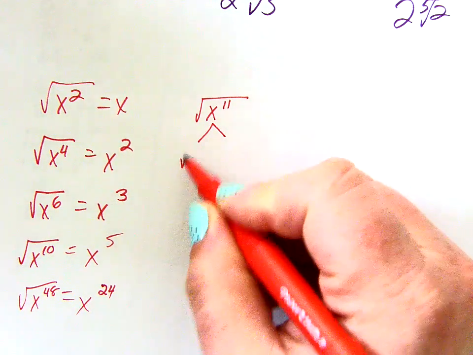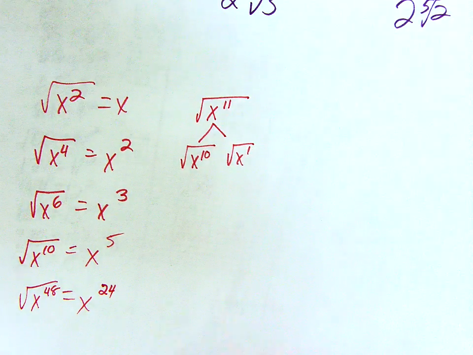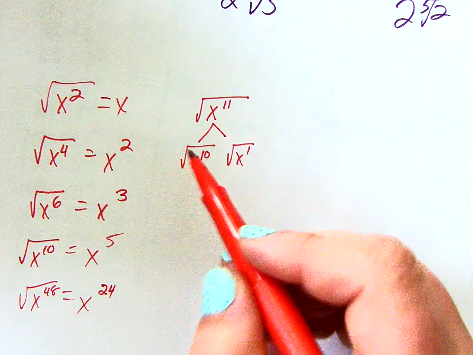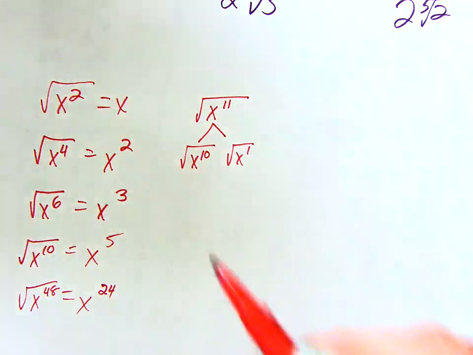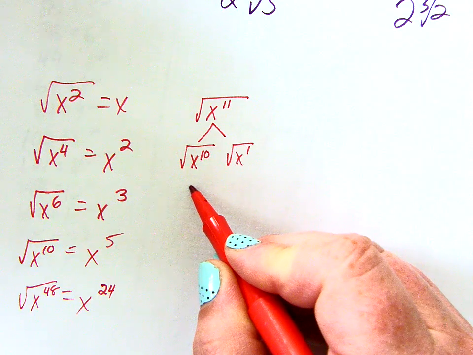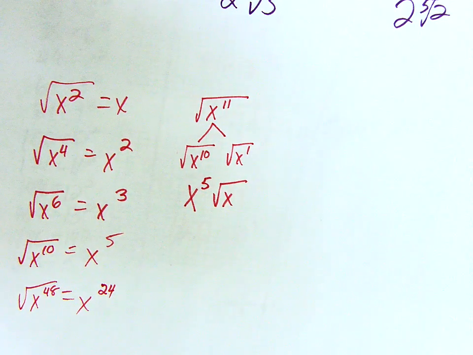So what I'm going to do is split this up into the square root of x to the 10th times the square root of x to the 1st. Wouldn't that get me right back to x to the 11th? Right? X to the 10th times x to the 1st really is x to the 11th. But I can take the square root of x to the 10th. What is it? It's just x to the 5th. So that's how something like that would split up.